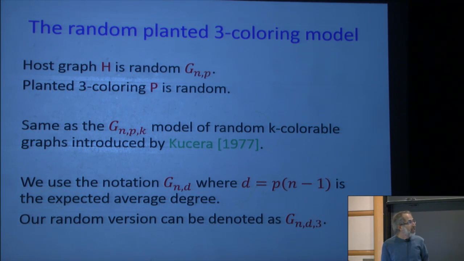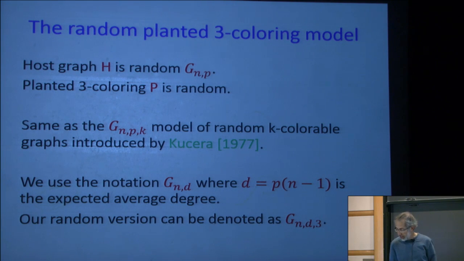We will use the notation G(n,d), where d is the average degree of the graph, instead of G(n,p), because it would be more convenient for us to parameterize random graphs by their average degree rather than by the edge probability. But of course, these things are interchangeable.